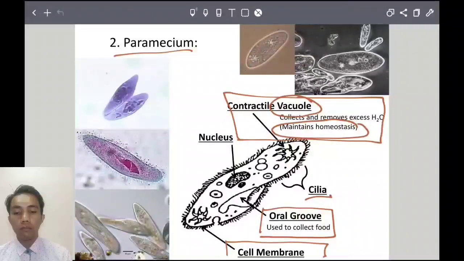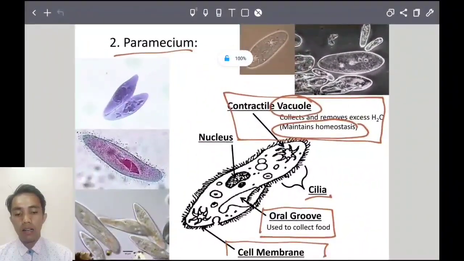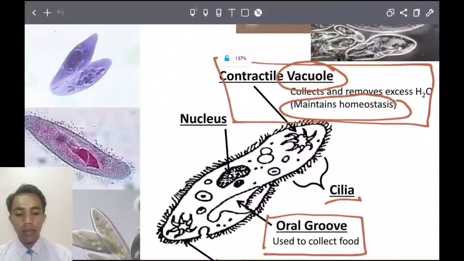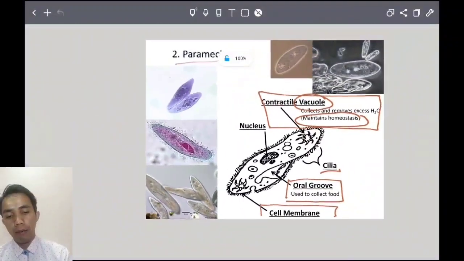And number 2 is paramecium. These are the pictures of paramecium. They are eating other organisms. The contractile vacuole collects or removes excess water molecules to maintain homeostasis. Here you have the nucleus, and then you have cilia here, and the oral groove and cell membrane.